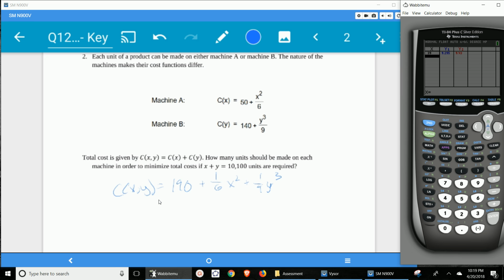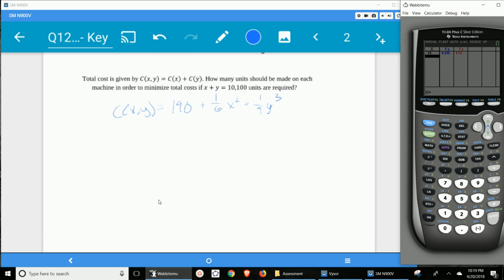Okay. The funny thing about this is that they want you to do this by Lagrange multipliers, but I don't really feel like doing that, so you can actually just sub one of these things out. So I'm going to sub out the x squared. So x is 10,000 minus y, so you can just make it a single variable function by going like this. It's not the way you're supposed to do it, but it's way easier.